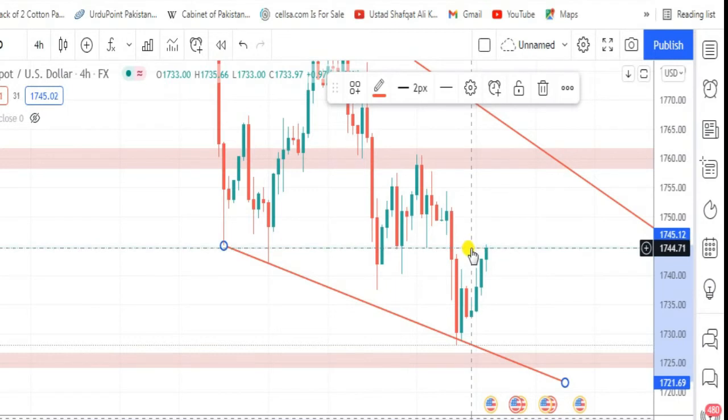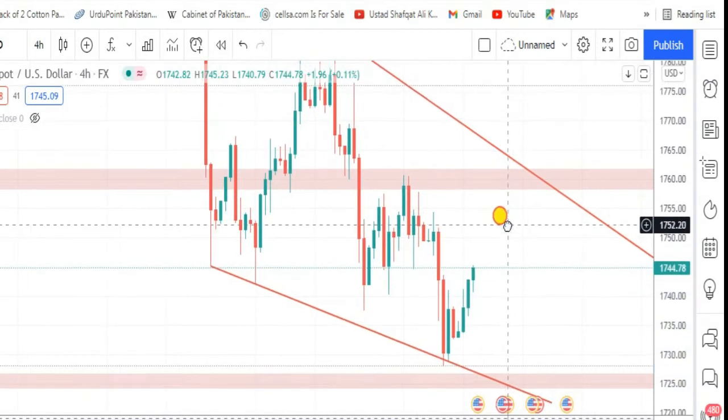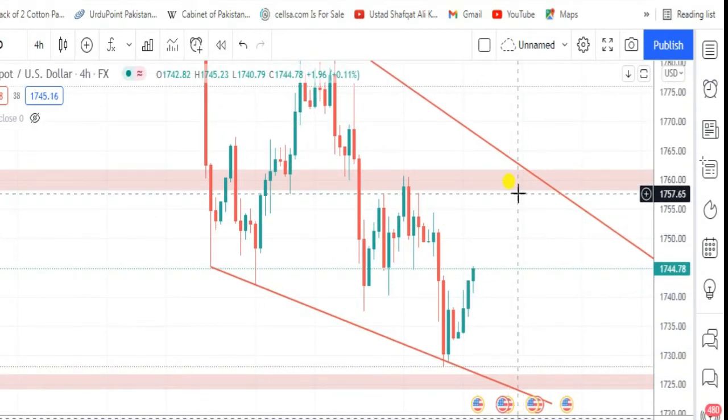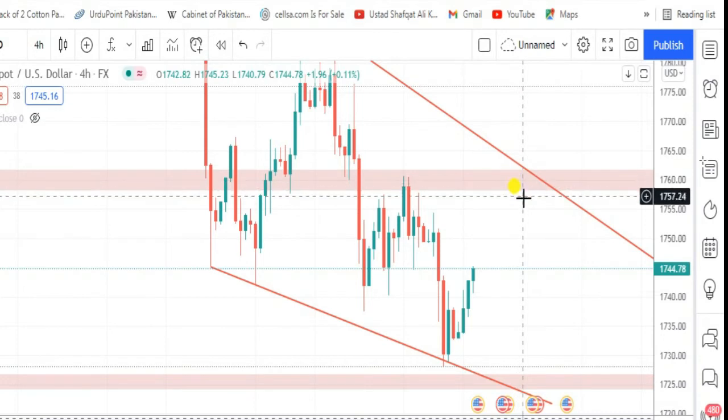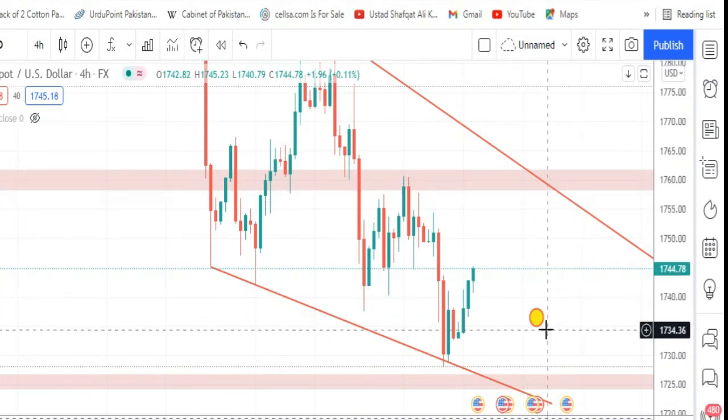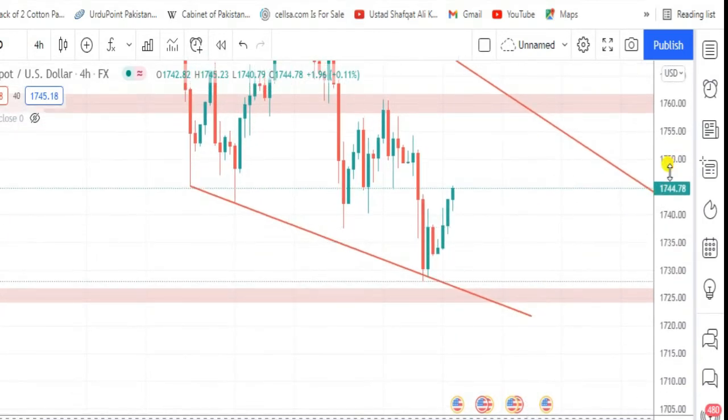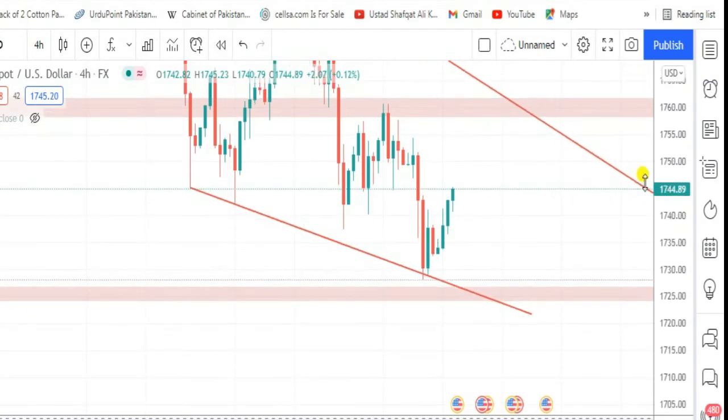So if the market breaks 1745, this 1746 level or 1745 level, then again we can see a bullish momentum, and that would take it almost to 1755 or 1760. This would be the possible position. So you have to memorize two areas, 1729 and 1760.